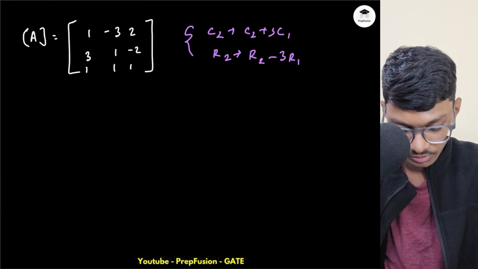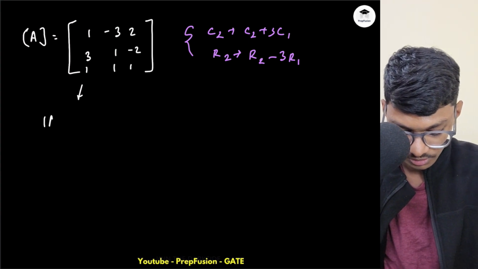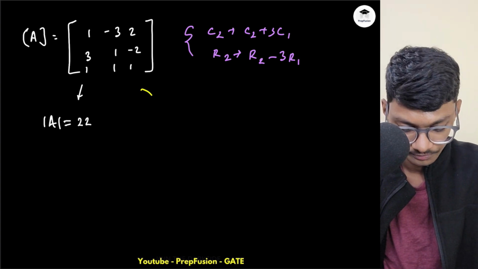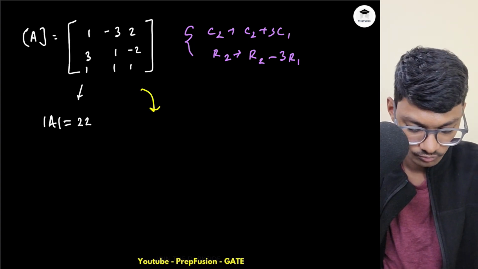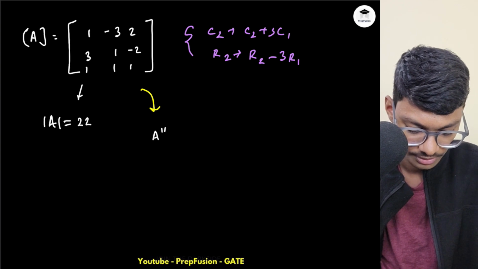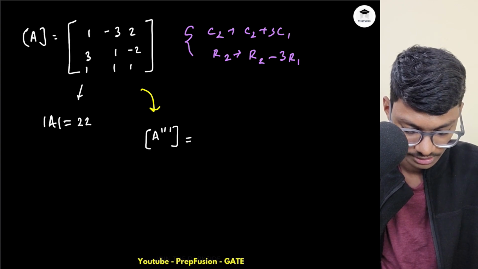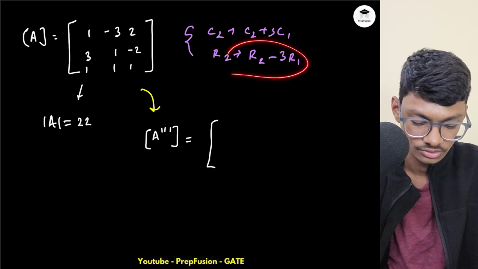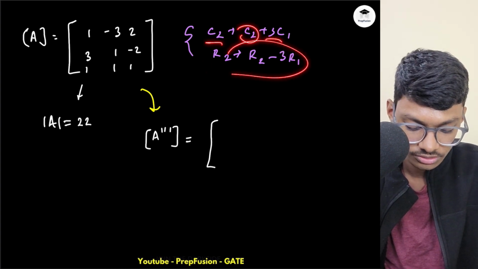So initially let's compute the determinant. If you compute the determinant of this A, it will be 22, okay. Now let's see what happens after we apply the simultaneous operation, A triple dash. So basically for C2, I'm updating the old things only with the help of old things. So C2 equals C2 plus 3C1.